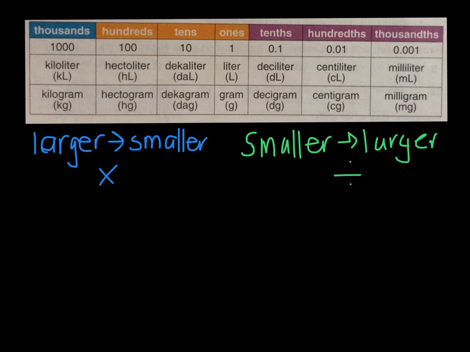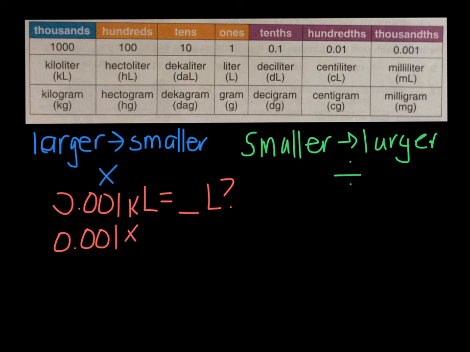So if we have 0.001 kiloliters, how many liters would that be? Well, that's going from larger to smaller, because right here we have our kiloliters, and then we're going down to liters. So we're going to multiply. When we do that, we have 0.001 times 1,000, and that gives us 1 liter.